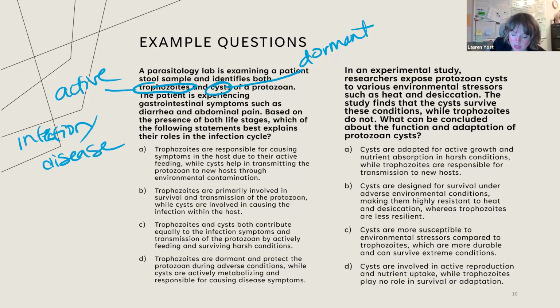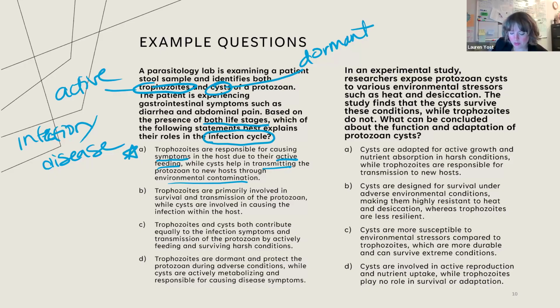Based on the presence of both of these life stages, which of the following statements best explains their roles in the infection cycle? So let's look at our choices here. We know trophozoites are active. We know cysts are dormant. How did they each play a role in this infection in our patient? A: Trophozoites are responsible for causing symptoms in the host due to their active feeding, while cysts help in transmitting the protozoan to new hosts through environmental contamination. So this sounds accurate, but I want to see what other choices are. Do we have any better explanations?